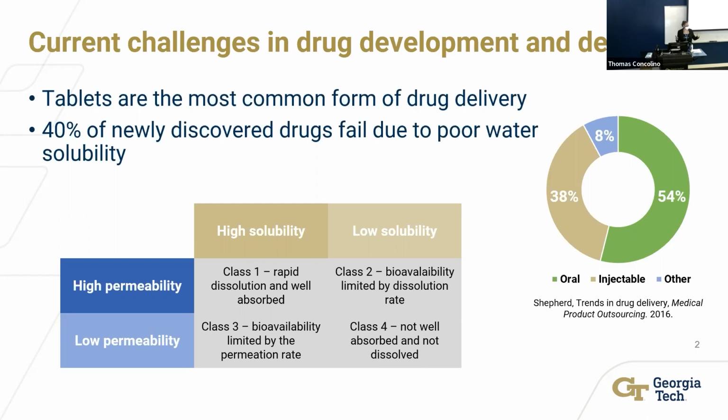So tablets, as many of you probably have noticed, are the most common and most desired form of drug delivery, right? If you were going to take a medicine, let's please just take a tablet and not have to deal with an injection. Unfortunately, up to 40% of newly discovered drugs fail in development due to their poor water solubility. And so, your stomach is water-based and the rest of your body. And so you need a relatively high water solubility in order to be able to use a drug orally. So a lot of them are in kind of this class 2 and class 4, where they have a low solubility and thus are failing.